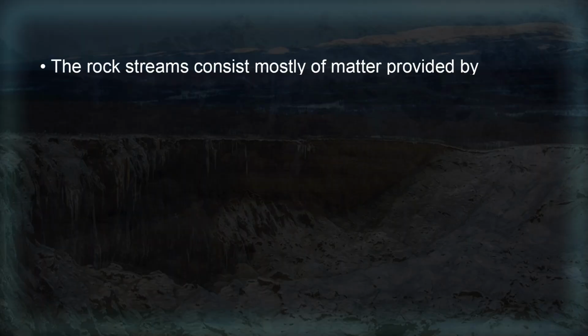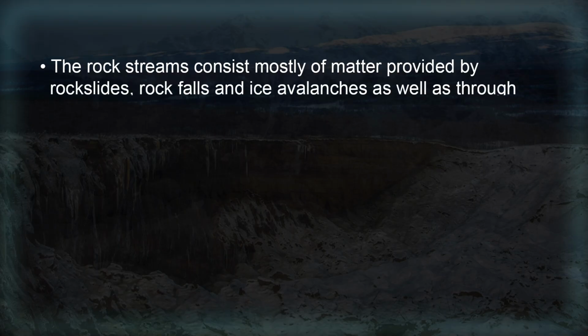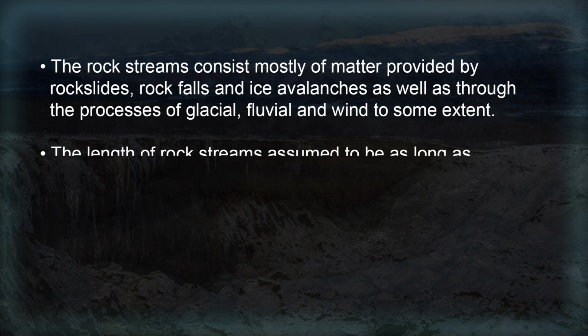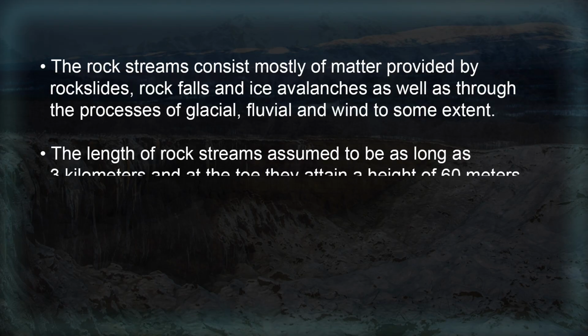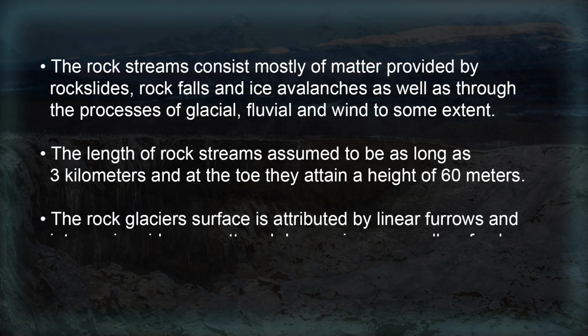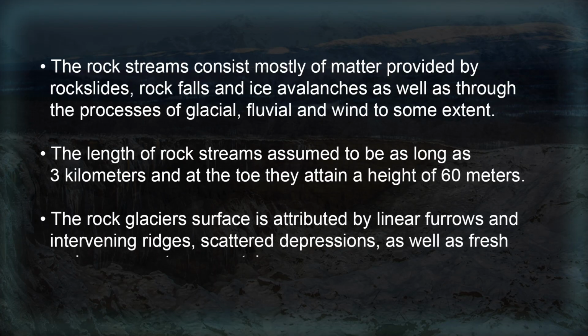The streams consist mostly of matter provided by rock slides, rock falls and ice avalanches, as well as through the processes of glacier, fluvial and wind to some extent. The length of rock streams is assumed to be as long as 3 kilometers, and at the toe they attain a height of 60 meters. The rock glacier surface is characterized by linear furrows and intervening ridges, scattered depressions, as well as fresh and permanent snow patches.